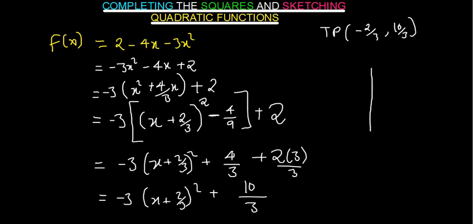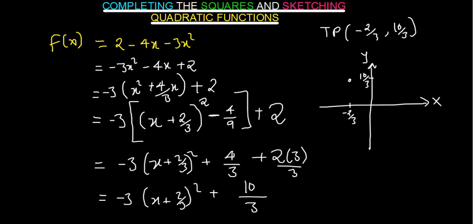So we can sketch this function. Why is it 2 multiplied by 3 over 3? Just forget about this and make this a single fraction: 4 over 3 plus 2. That's what you do. So the x value is at negative 2 over 3, and the y value is at 10 over 3.